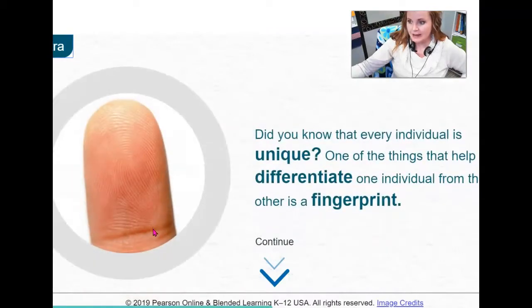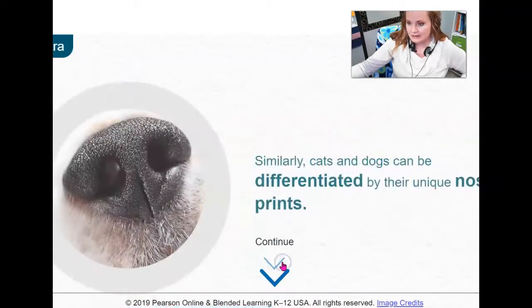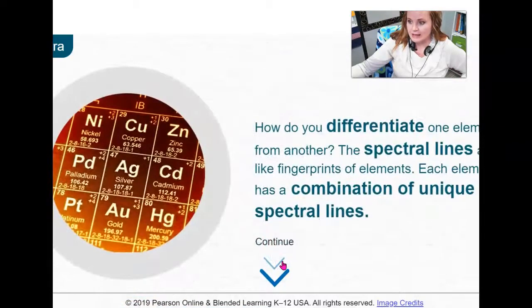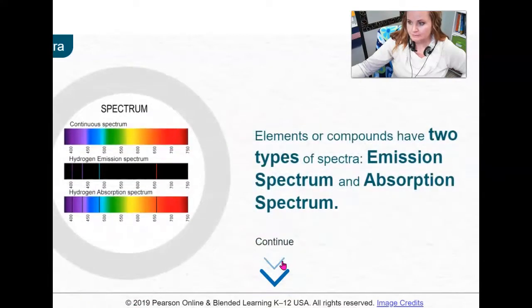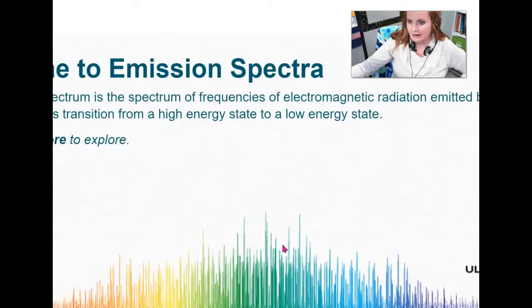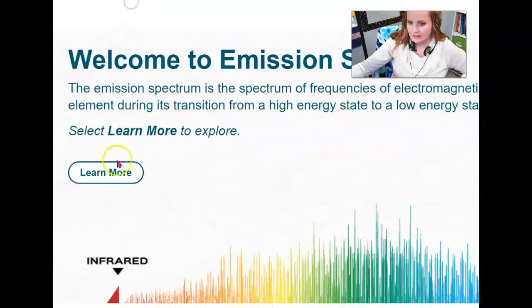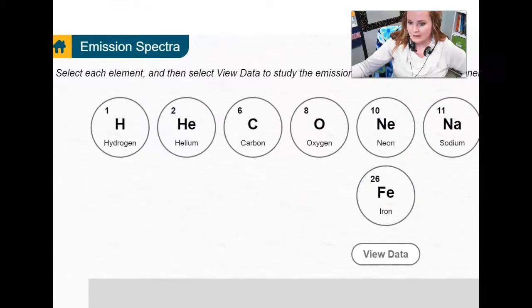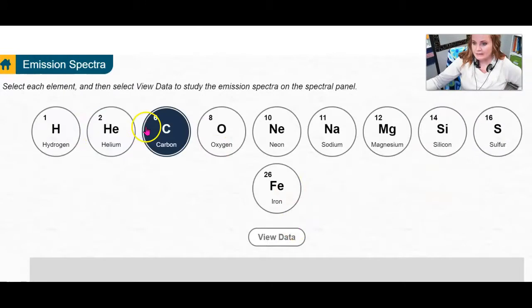It talks about, again, every fingerprint is unique, as are all the nose prints for dogs. I don't think I knew this, actually. And so, too, are the spectral lines for each element on the periodic table. Okay, so we're going to look at some of these emission spectra today. I'm going to click on Learn More, and then you're going to be getting a whole series of different elements: hydrogen, helium, carbon, oxygen, and so on.